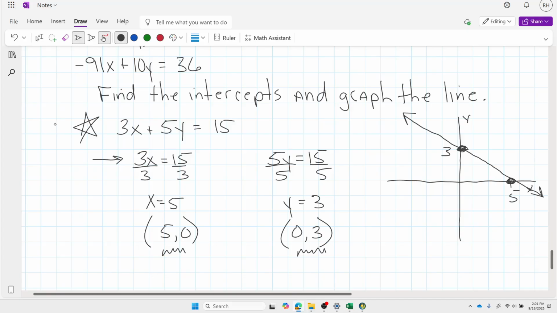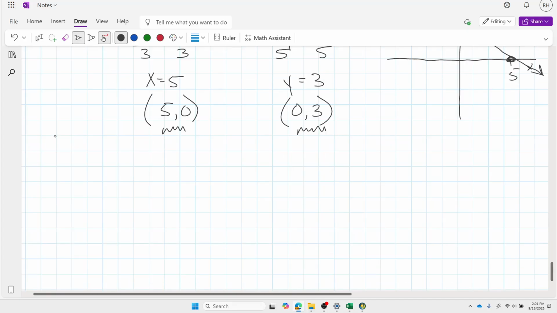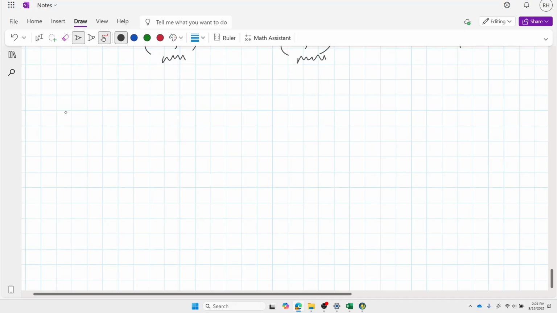Let's do one more of those. You're given the equation 2x minus 4y equals 8. So we're going to have a 2x that's equal to 8. That's when our y is equal to 0. And when our x is equal to 0, we got a negative 4y that equals 8.